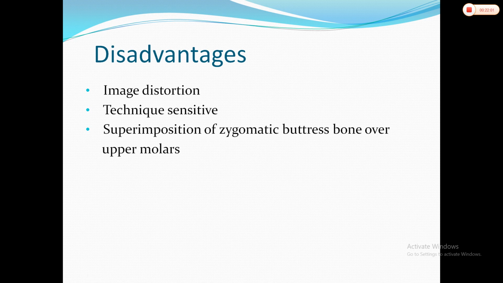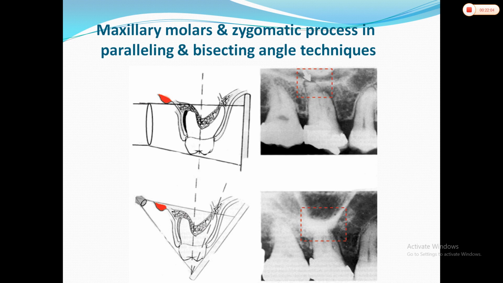What is this? Look at this picture. There are two radiographs showing upper molars, maxillary molars. See the apical and periapical areas of the upper molars. In the first radiograph, which was taken using the paralleling technique, there is no superimposition of the zygomatic bone over the upper molars. So you can clearly see the apical and periapical areas of the teeth.